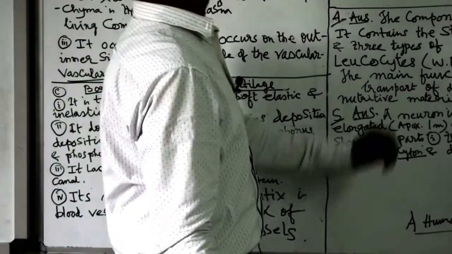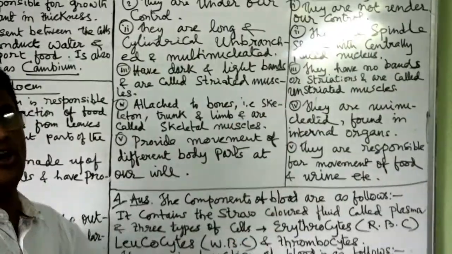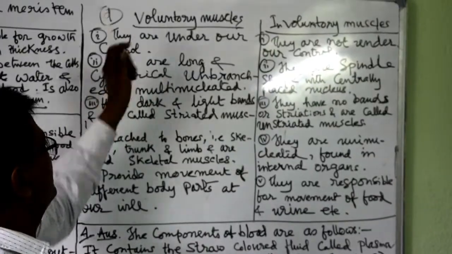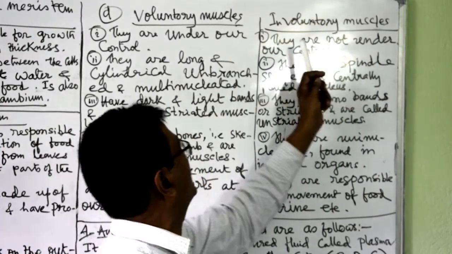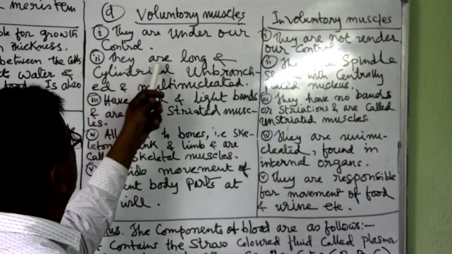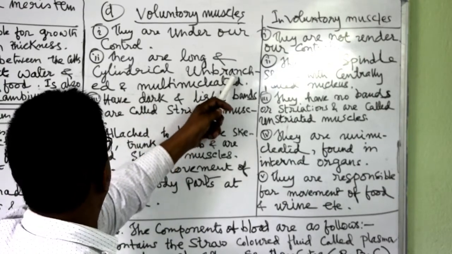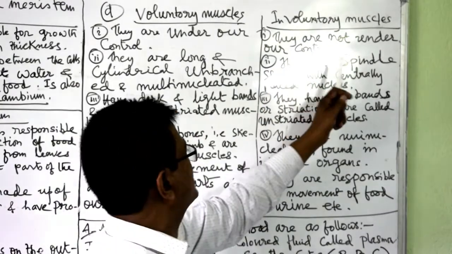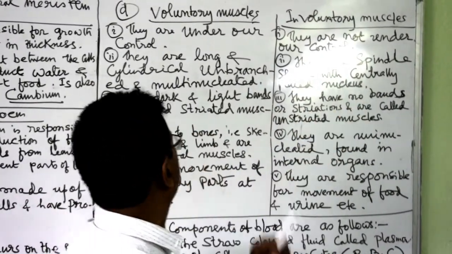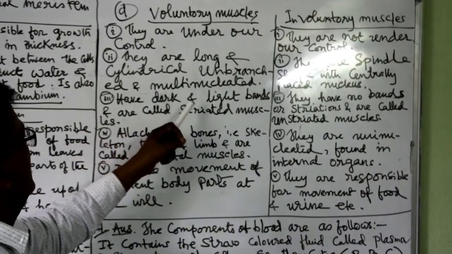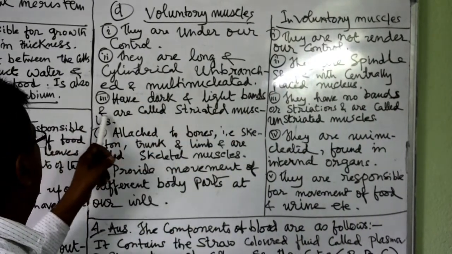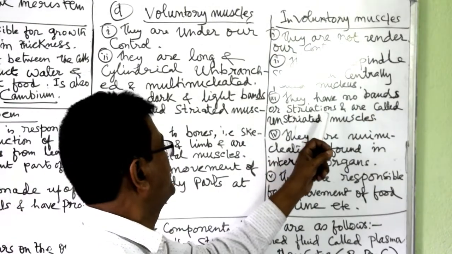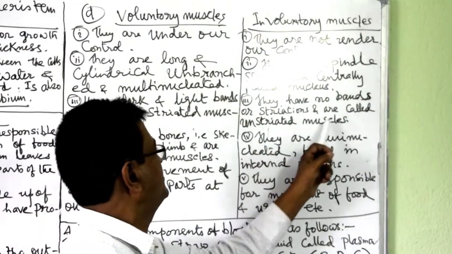Now, we come to the next comparison, voluntary muscle and involuntary muscle. Number 1, voluntary muscles are under our control. Involuntary muscles are not under our control. Number 2, they are long and cylindrical, unbranched and multi-nucleated cells. Here, they are spindle-shaped with a centrally placed nucleus. Number 3, they have dark and light bands and are called striated muscles. Here they have no bands or striations and are called unstriated muscles.